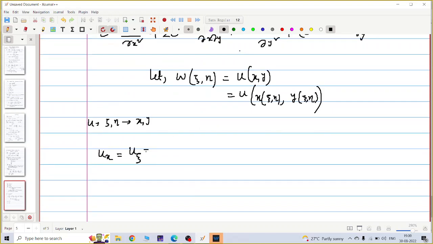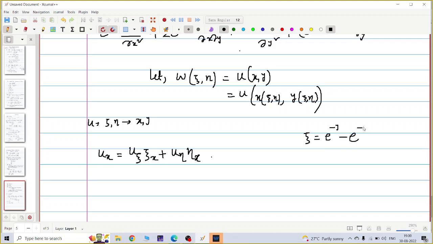Okay, so u_x is what? u_x is u_xi into xi_x plus u_eta into eta_x. You know this from calculus of several variables. You know how it is coming. u is a function of xi and eta, xi is a function of x and y. So u_x is del u del xi into del xi del x plus del u del eta into del eta del x.